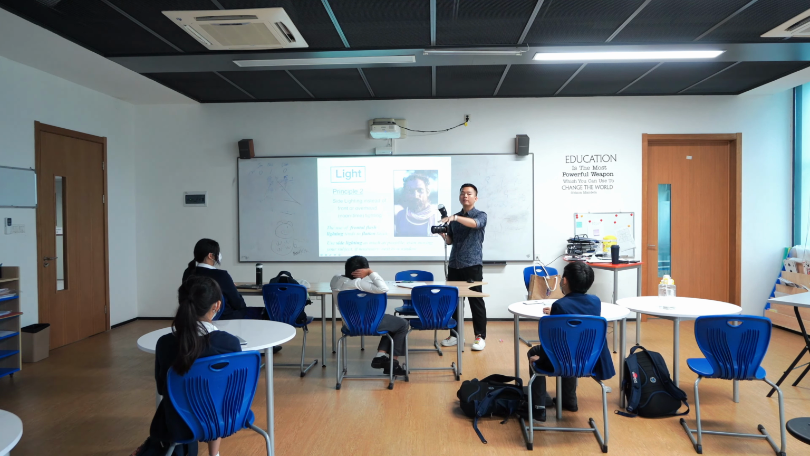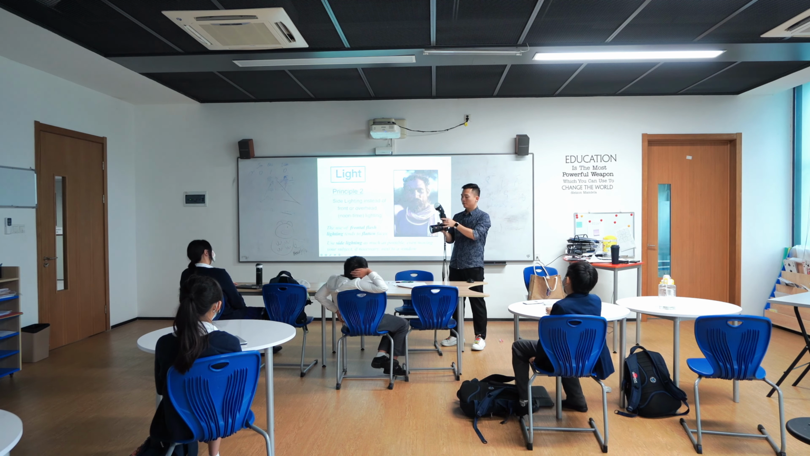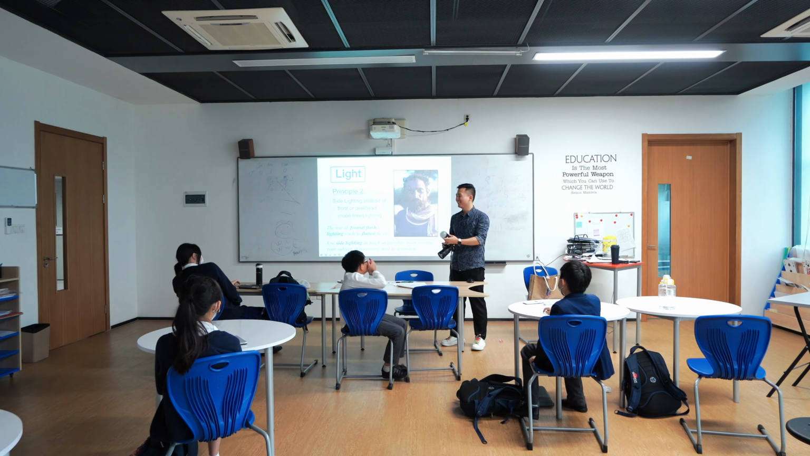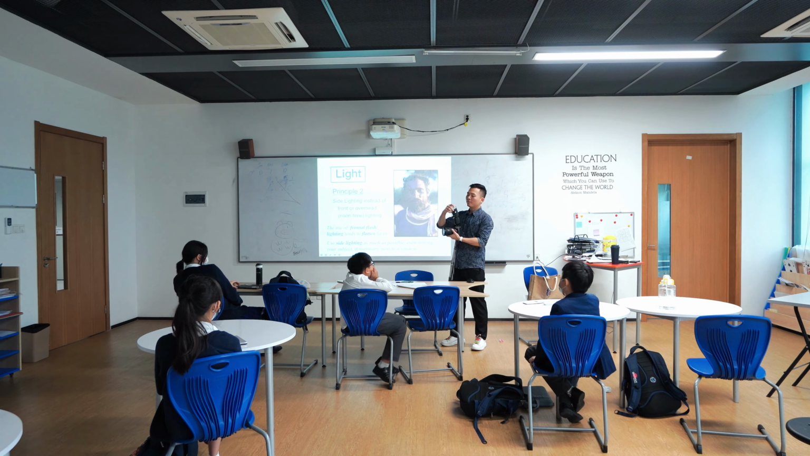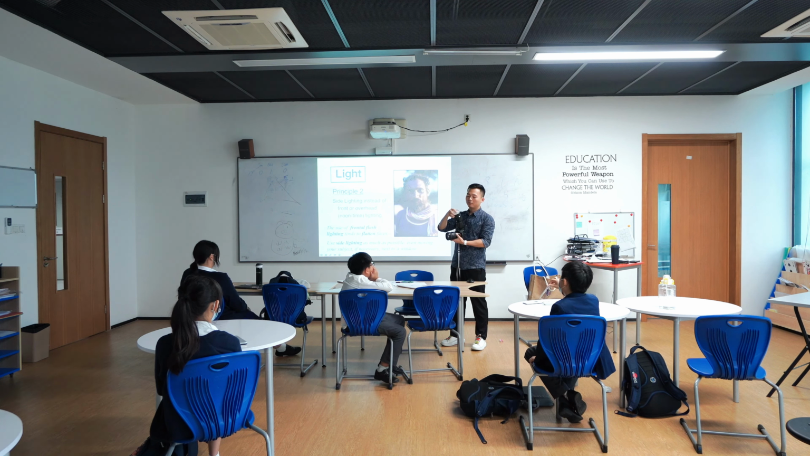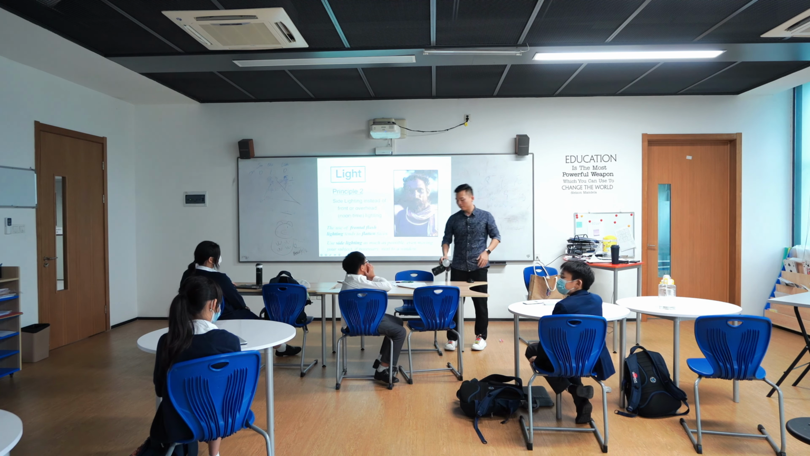In that case, that will create an artificial sunlight effect. I can use this boy as an example. Yeah, that's basically what I mean. And this one is called a soft light cover, 柔光罩. Otherwise, the light will be very hard.